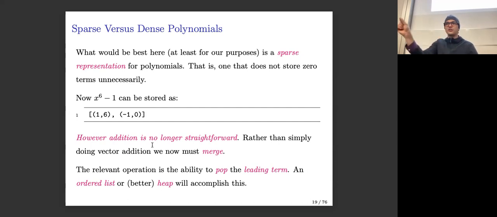You don't want to be scanning your list to find the leading term. If you had an unordered list of elements here, that would be kind of disastrous. You want to maintain some type of sort so that either the leading term is the very first thing or the very last thing.